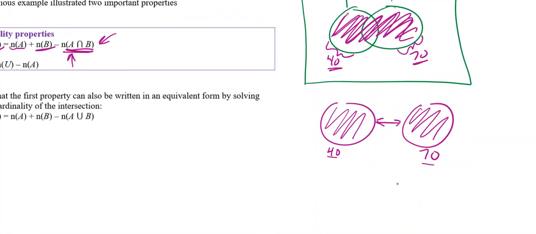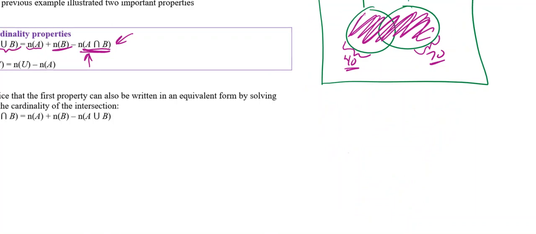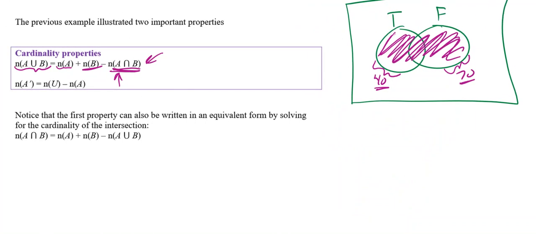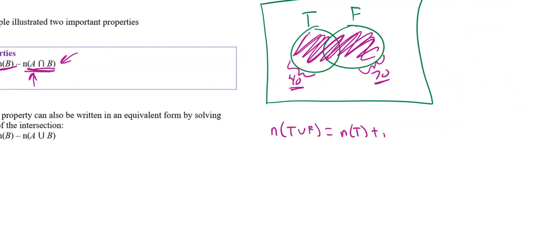Okay, so let's show that we would have got the same answer just by using our formula. So we'll say the number of elements in A union B, here, actually I'll do T and F. T union F is equal to the number of elements in T plus the number of elements in F minus the number of elements in T intersection F, right, the middle. So let's actually just put what those numbers are.